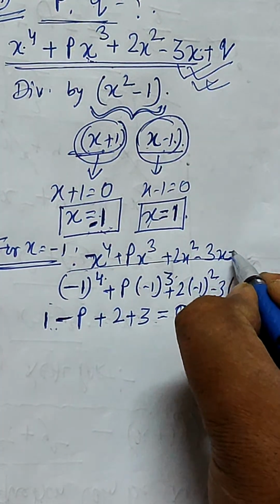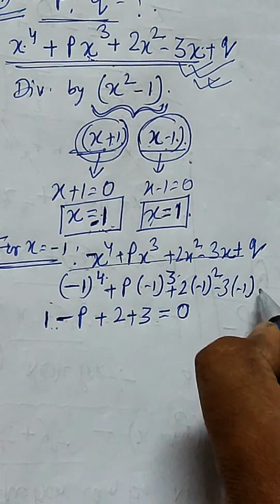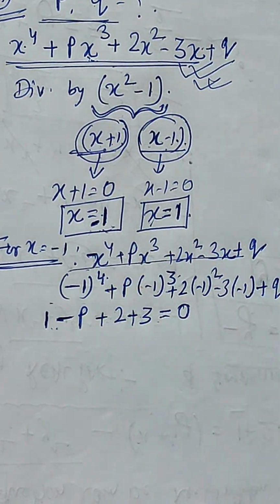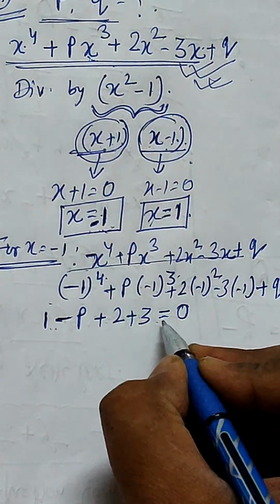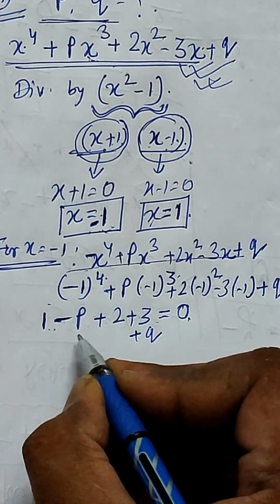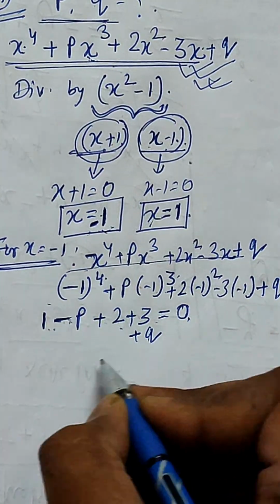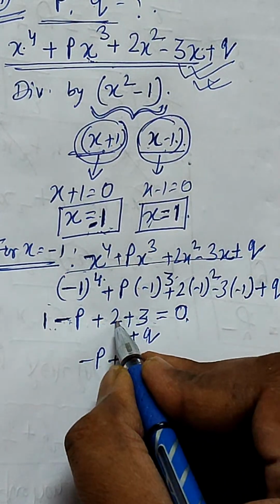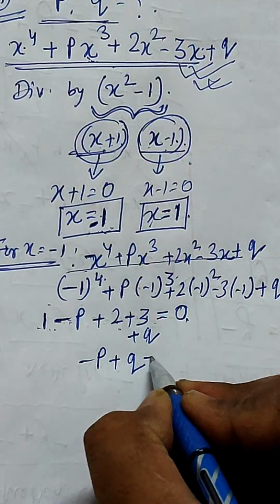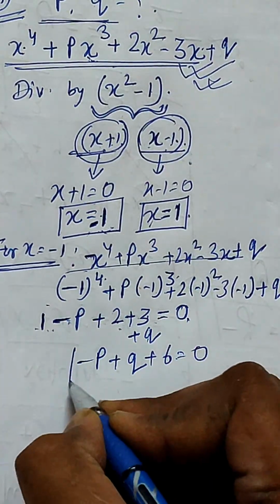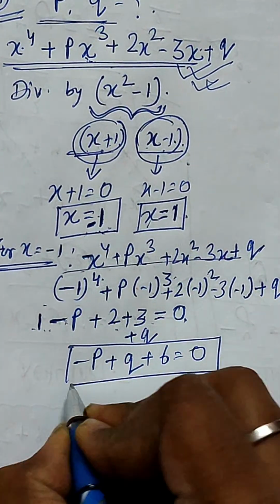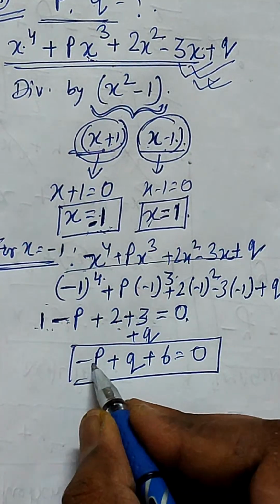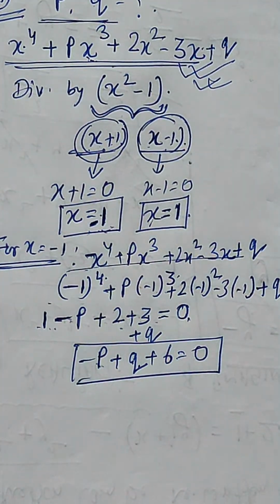Okay, so q will be added over here and one q will be added over here, right? So plus q, this will give you minus p plus q, minus p plus q, 3 plus 2 is 5, plus 1 is 6, plus 6 equal to 0. So this is one of the equations derived with the variables p and q, right?